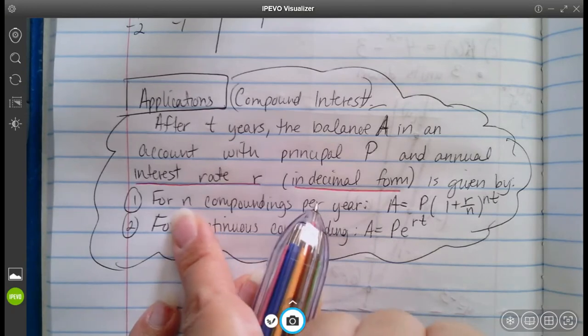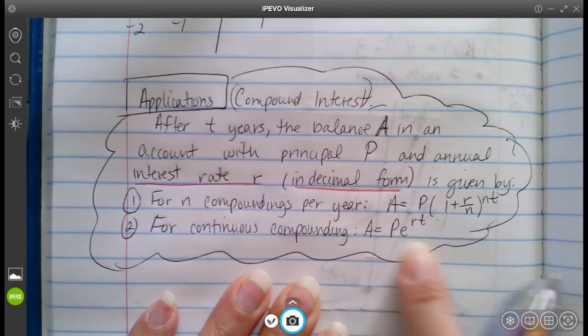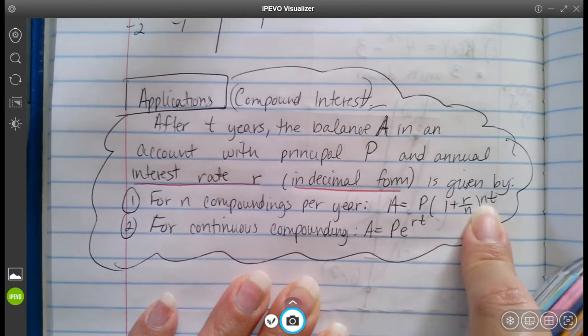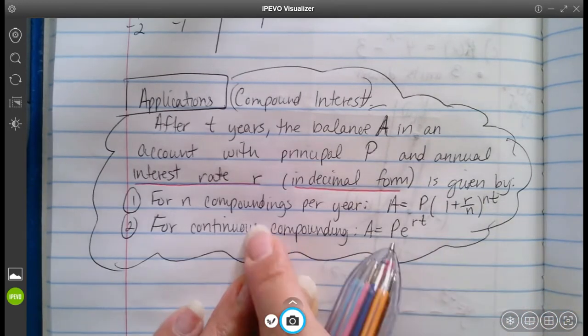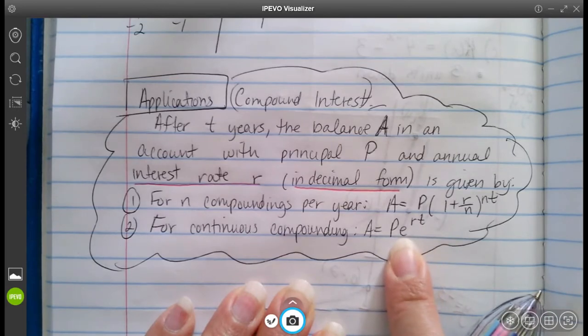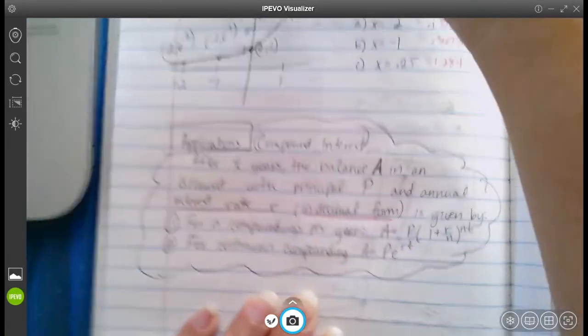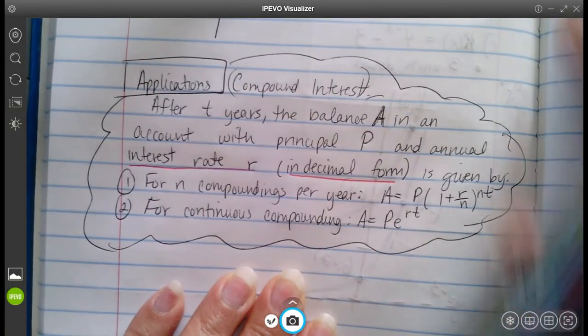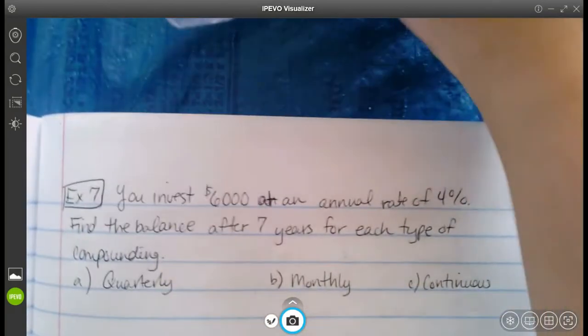So if you're going to be using the n compoundings per year, we use this formula, P times (1 plus r over n) to the n times t power. If you're going to do continuous, we're going to use our natural base e. So let's go ahead and just jump right into an example. Like I said, these are pretty simple.